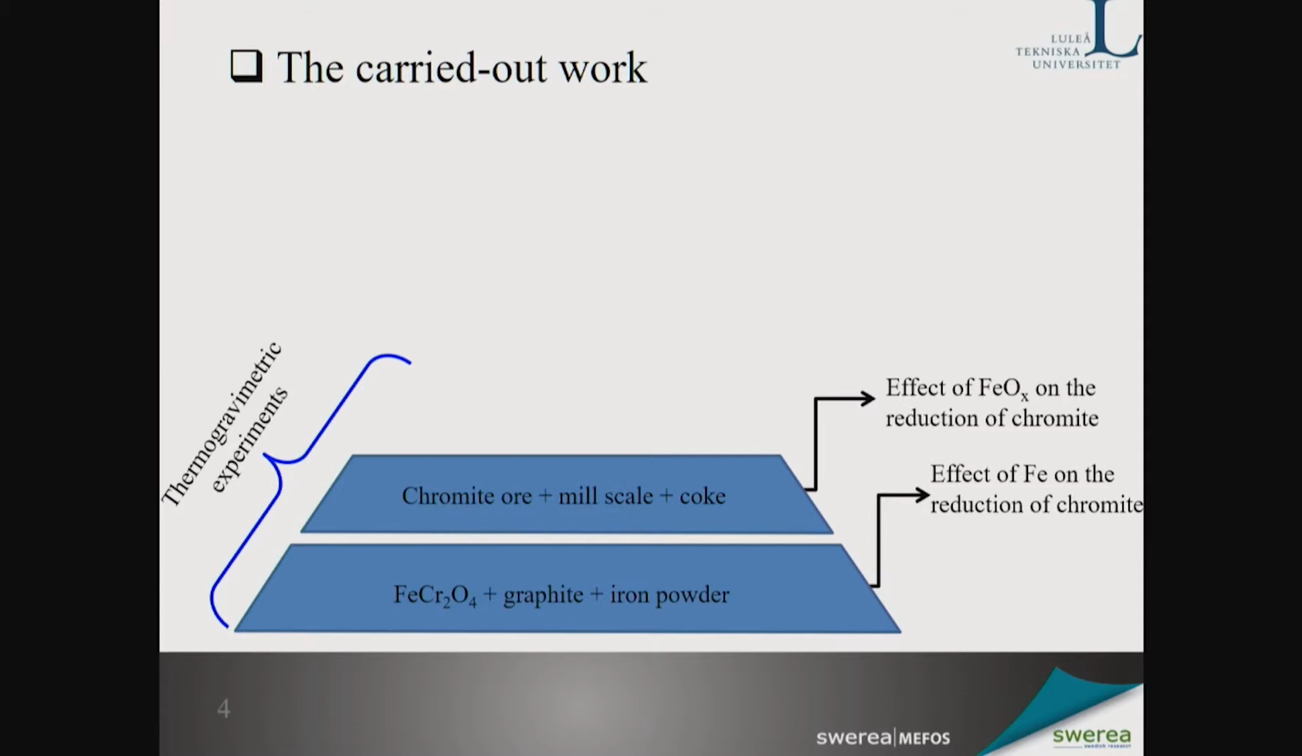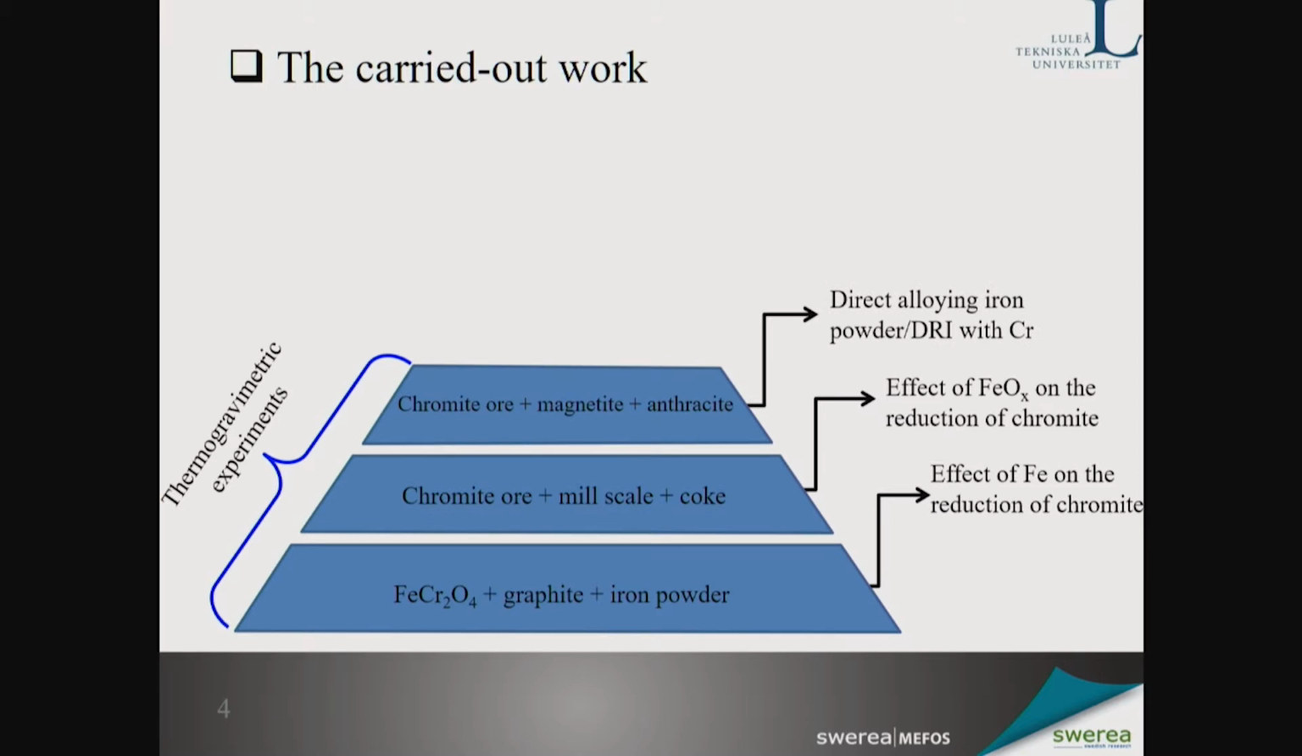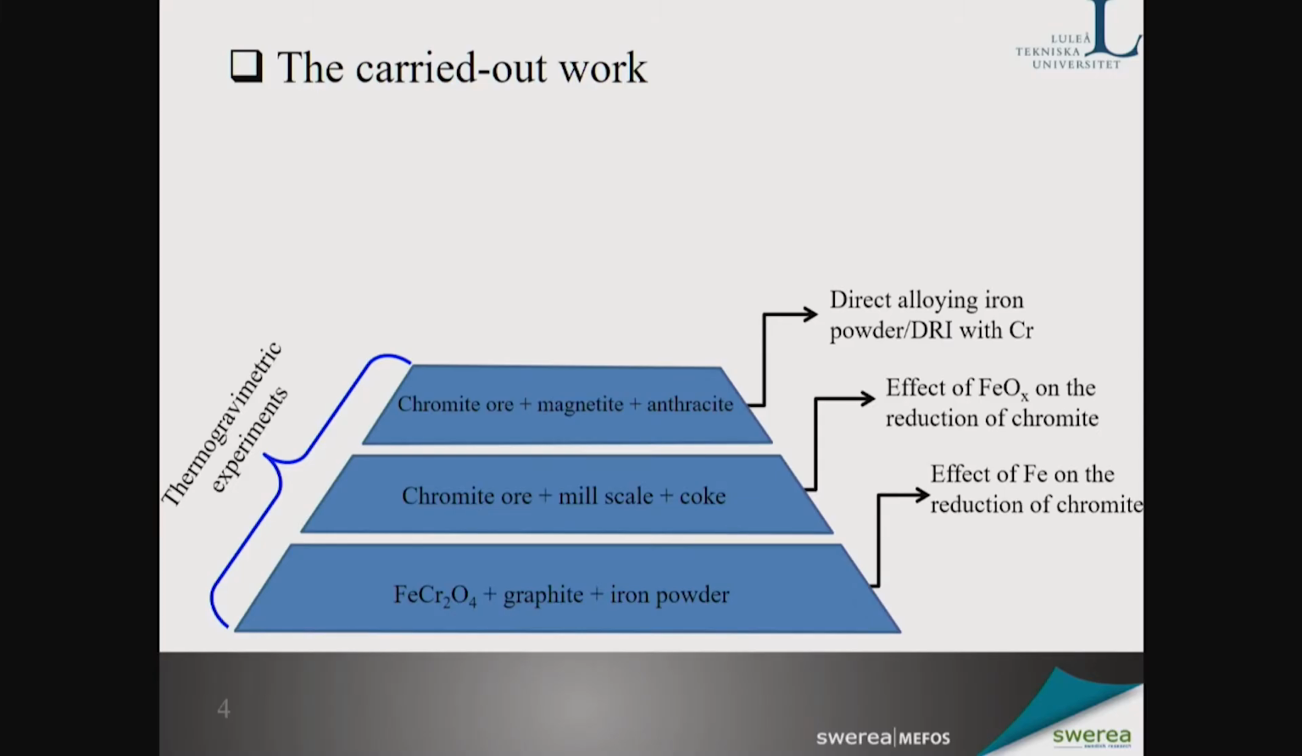the chromite ore, to check the effect of mill scale addition on the reduction of the chromite. And further on, I also investigated the carbothermic reduction of chromite ore together with magnetite to explore the possibility to use such a mix to directly produce what is called chromium pre-alloyed iron powder or direct reduced iron.